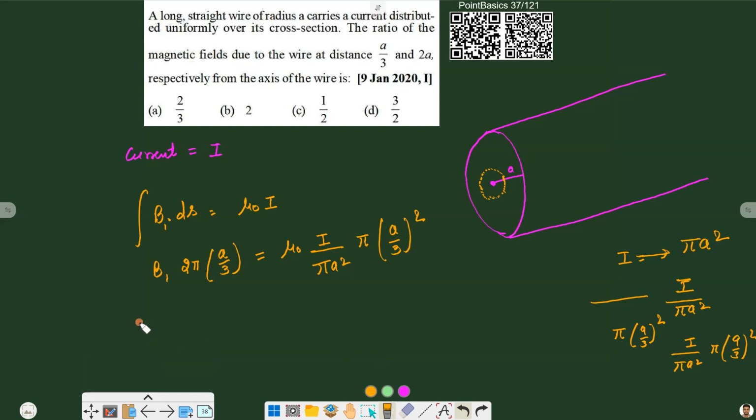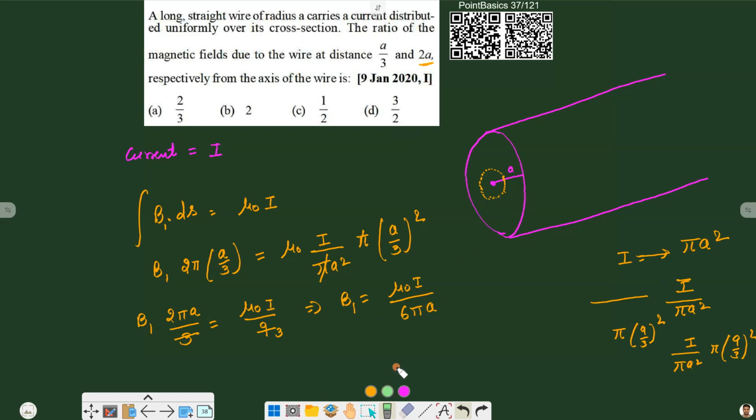So now solving this, B1 into 2 pi A by 3 equals mu naught I; pi gets cancelled, A square also gets cancelled, and we are left with 1 by 9. So the formula for B1 comes out to be mu naught I divided by 6 pi A. That is for B1. Now considering B2, at distance 2A.